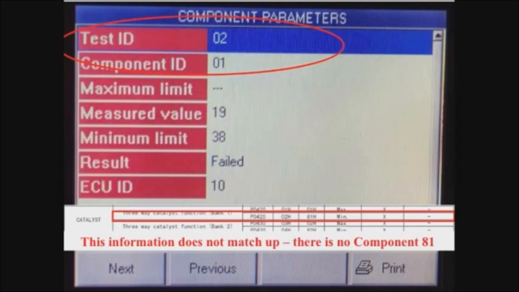I have a P0420, I have an 02H and an 81H. I don't see anything with an H there. I didn't know what the hell H meant until I did a little reading, right? Well, there's no component 81, okay? It says component 81. You see the red highlight box? Do you see 81 up there? It says component 01. So right away you start thinking, well, that scan tool manufacturer must have made a mistake.